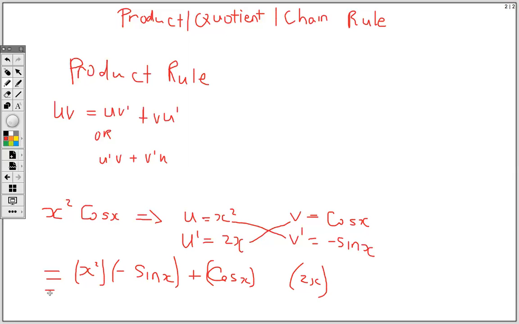Now simplifying this, I'm just going to put the minus in front of the x squared. So rearranging, you have minus x squared sin x, and rearranging, because we're used to having the 2x in front of the cos x. And this is the derivative of x squared cos x.